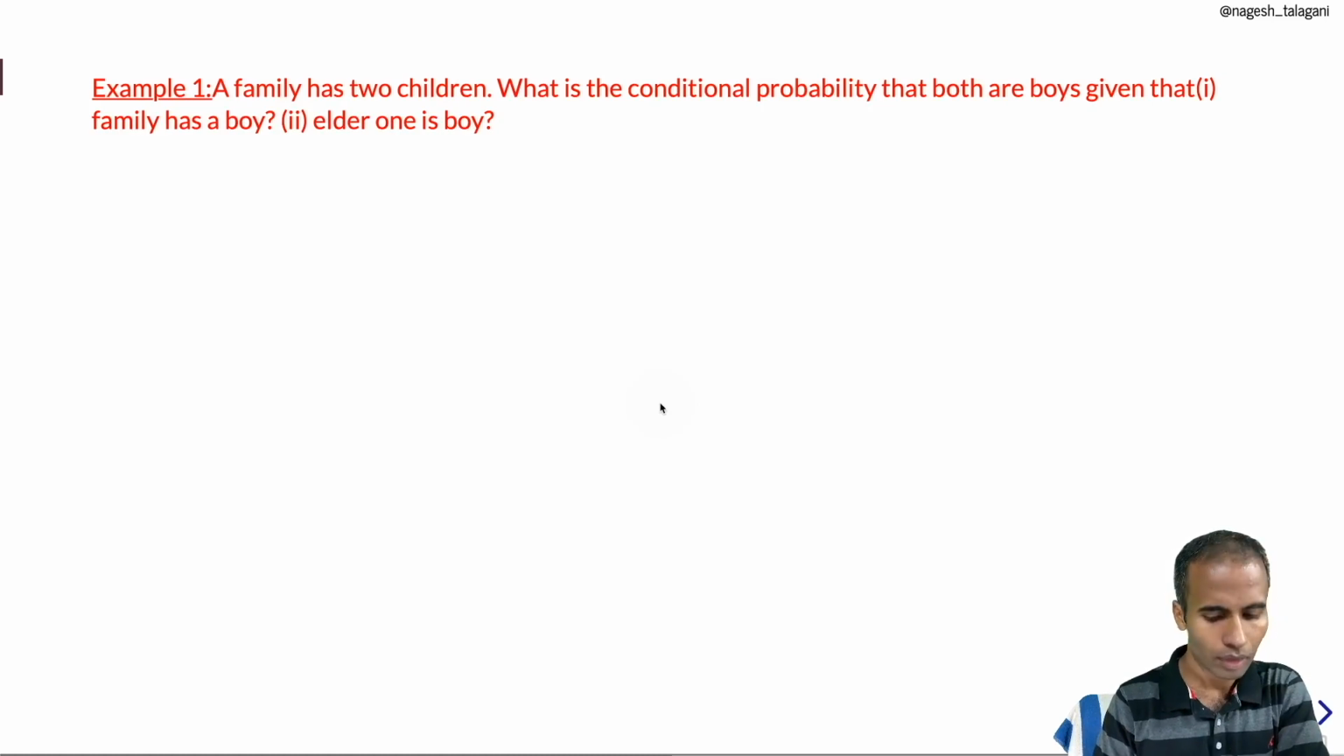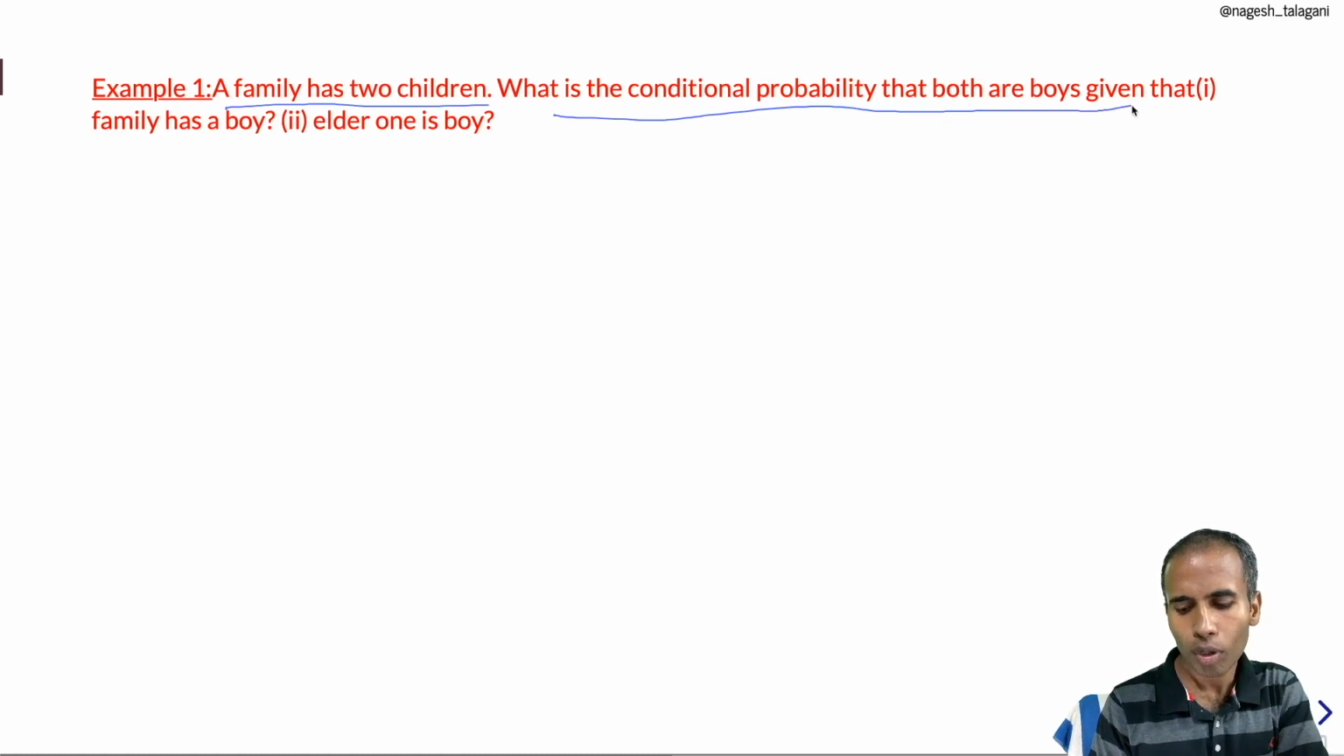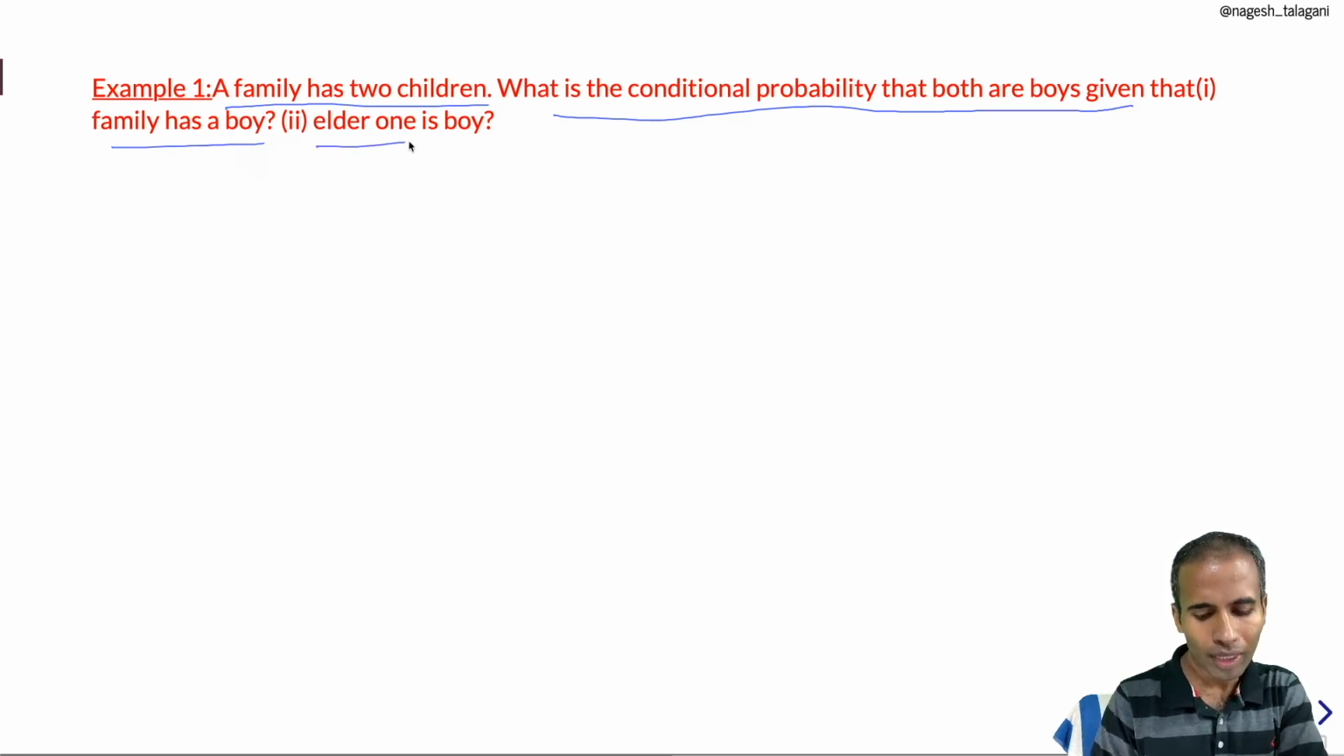Example 1. A family has two children. What is the conditional probability that both are boys given that, question 1, the family has a boy? Question 2, given that the elder one is a boy. These two are actually different.